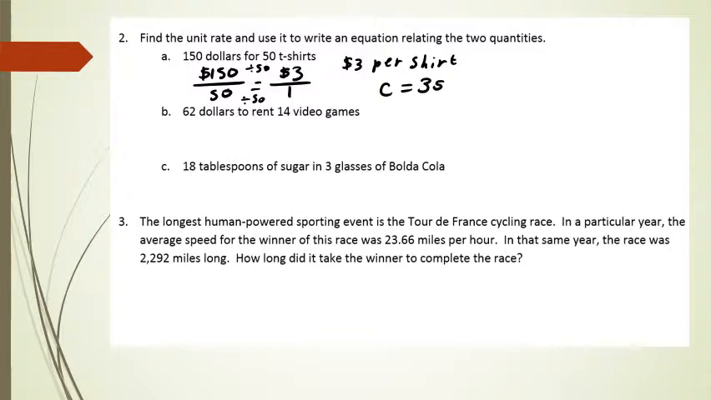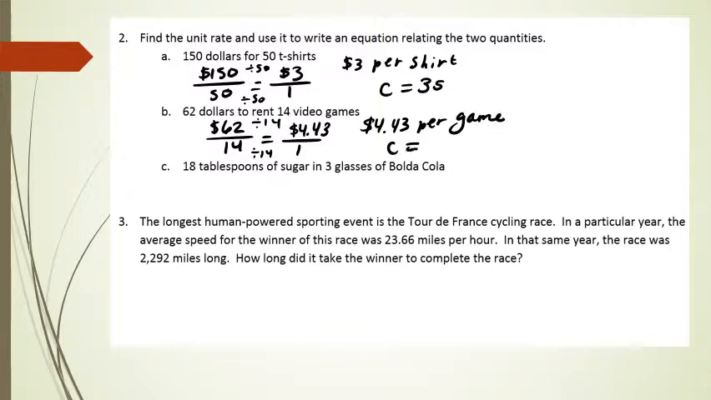Now it's $62 to rent 14 video games. Same kind of unit rate, $62 for 14 games. So how much for just one game? So if I divide by 14, I get approximately $4.43. So I'm going to say it's $4.43 per game, and my equation is going to be the cost of the games is 4.43 times G.